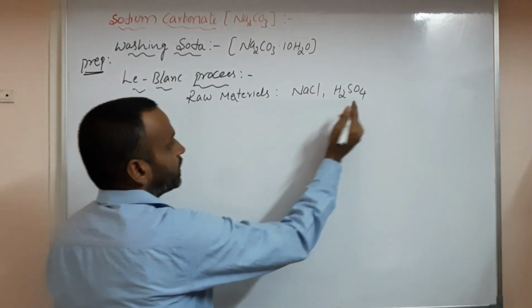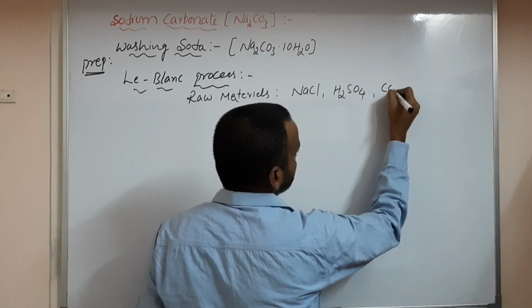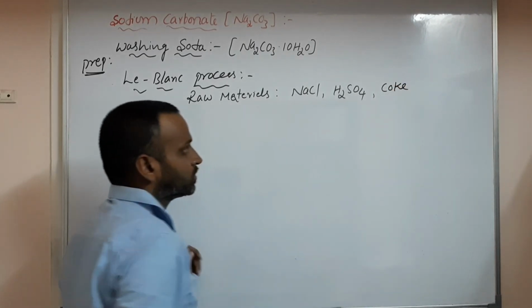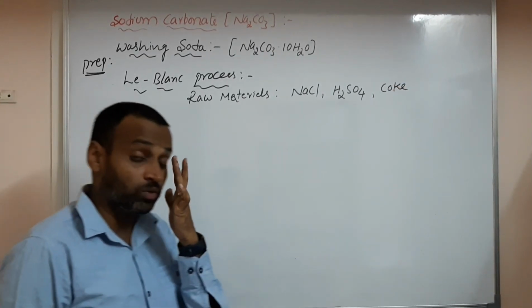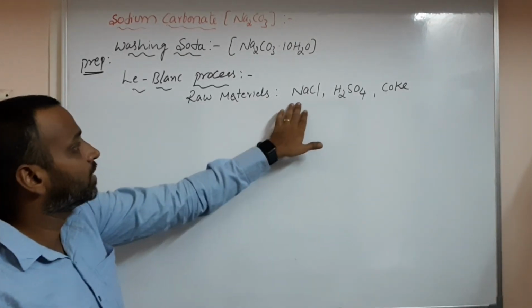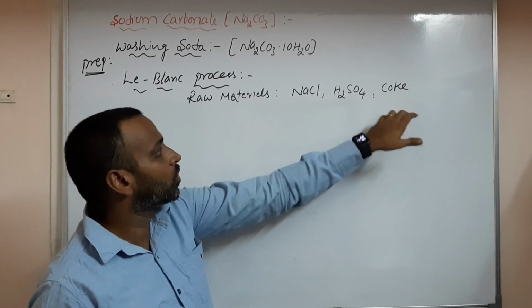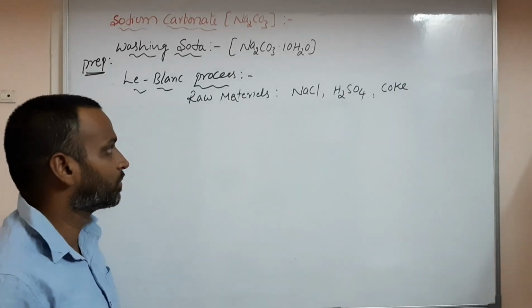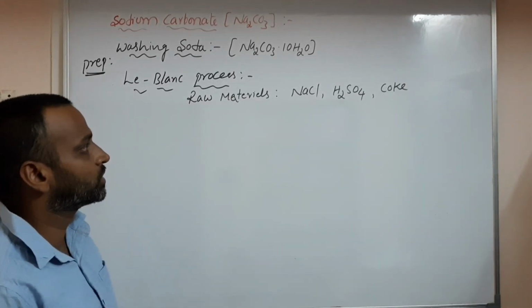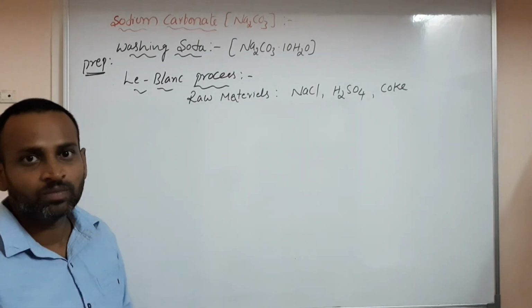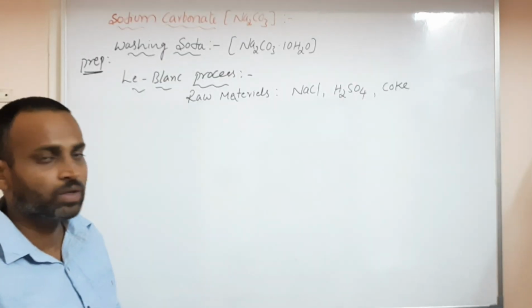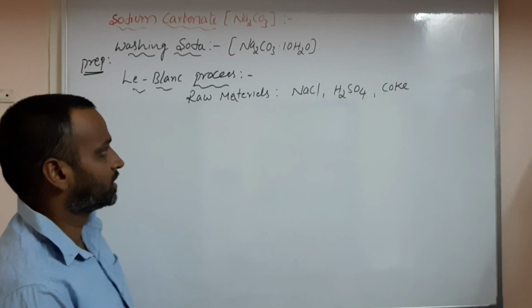Okay, so here coke we use. What is the use of coke? CO will come. NaCl, H2SO4 and coke we use here. Very important. So coke, actually what is the use? You will get carbon monoxide. So what is the process here actually?